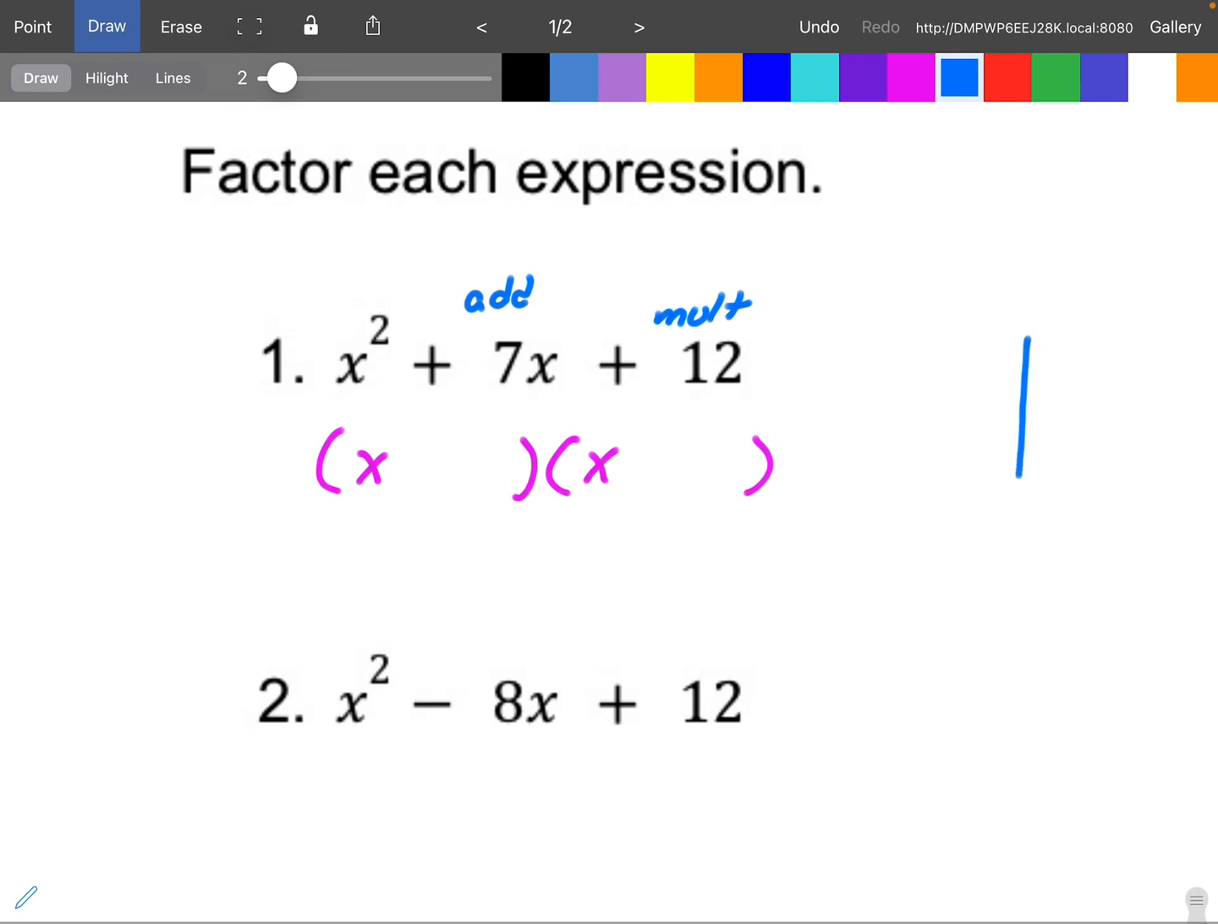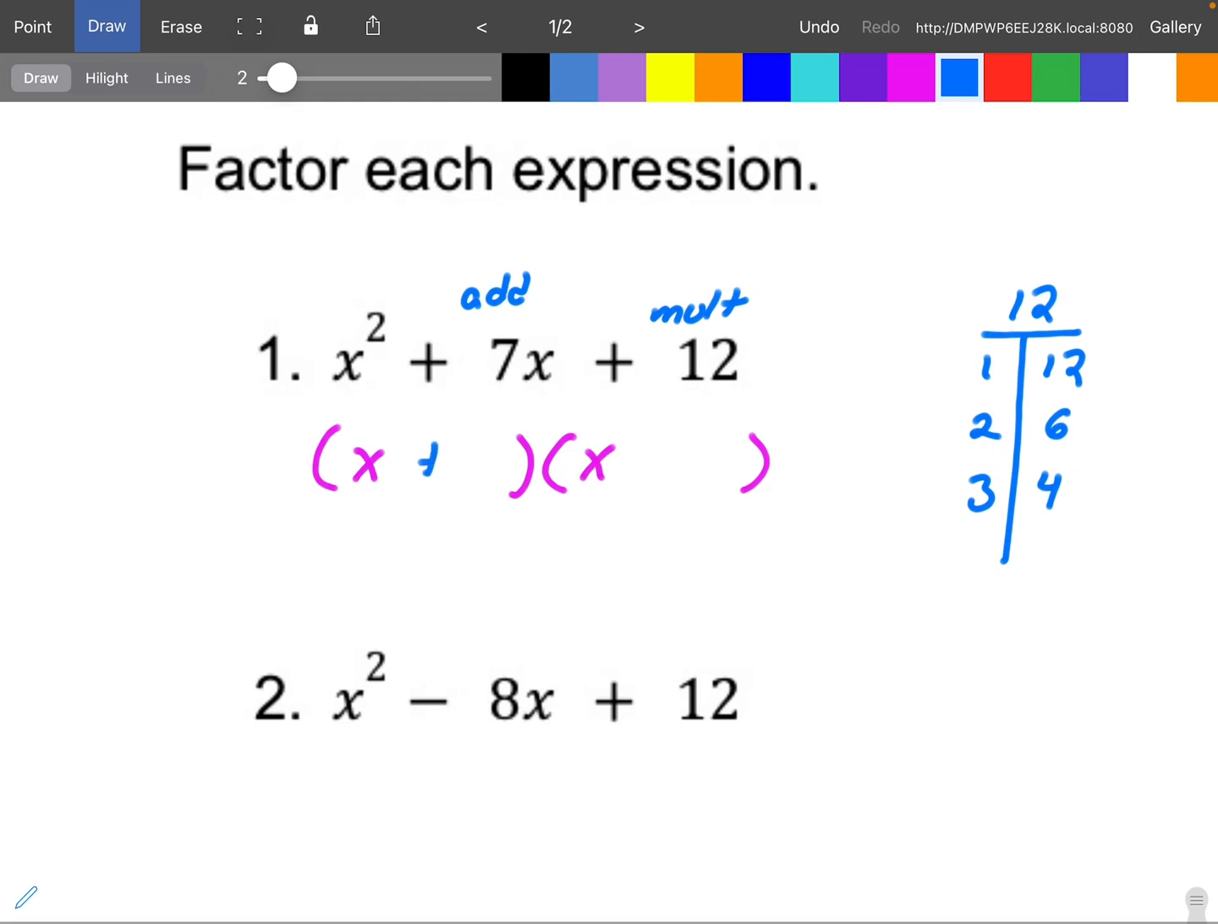So I can always go over here and make a table for that if I'm not sure what it's going to be. So 1 times 12, 2 times 6, and 3 times 4. Now I have to pay close attention to my signs. Since they need to multiply to give me a positive 12, that means my signs have to be the same, either both positive or both negative. And then, since they're going to have to add to give me a positive, that means that they must both be positive. So I'm looking for two numbers that are going to add to give me 7, which would be those right there. So positive 3 and positive 4. So my factors are going to be x plus 3 and x plus 4.